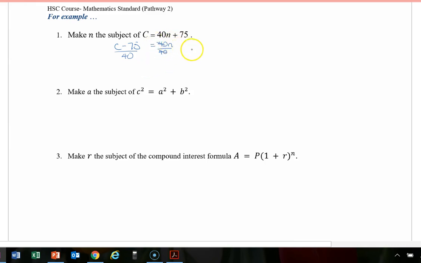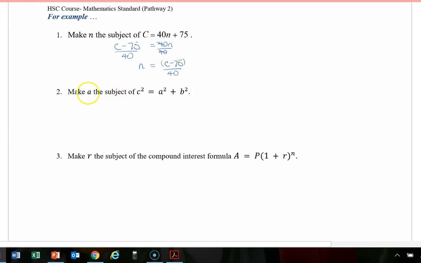Now we've worked with n on the right-hand side, but we wouldn't leave it there. It's more correct to present it with n on the left-hand side. And we've got n equals C minus 75 over 40. And some of you might remember I've suggested that if there's more than one thing in a numerator or a denominator, we put it in brackets.